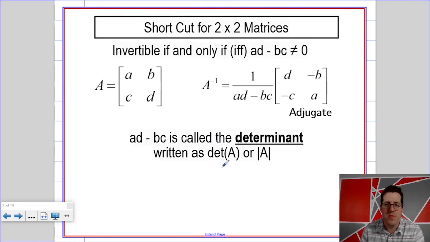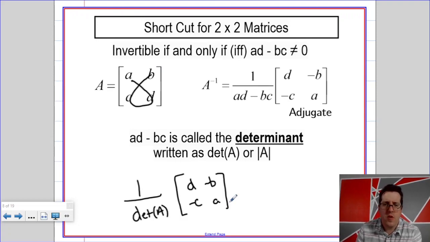To tell if a 2 by 2 matrix is invertible, we're going to calculate what's called the determinant. The determinant is sometimes written as DET or as straight vertical bars around the capital name or around the matrix. The way that you calculate the determinant is you multiply A times D minus B times C. Now this is a shortcut for the 2 by 2 matrix.